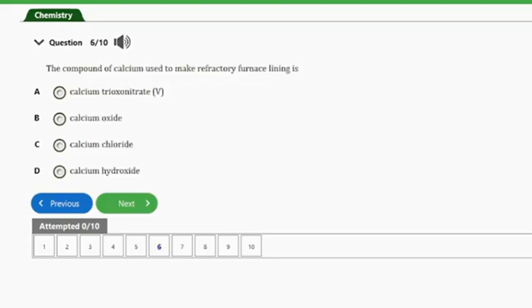Question number 6. It says, the compound of calcium used to make refractory furnace lining is A, calcium nitrate, B, calcium oxide, C, calcium chloride, D, calcium hydroxide. So guys, the answer to this question here will be option B, and that's calcium oxide. Calcium oxide is used as a refractory substance. That's just the fact that it will not melt even when heated to a very high temperature. So guys, that's it for that question.